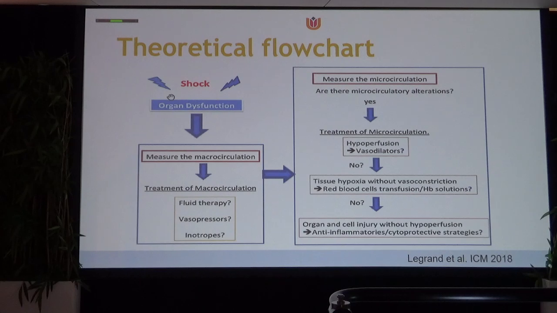So Professor Inge showed this slide also. This is a theoretical flowchart of how we could combine macro and microcirculation in shock. This is theoretical, in a research setting, but I think these are the first steps to do so. So you treat the microcirculation and also measure the microcirculation. And how can we influence the microcirculation? Maybe by vasodilators, maybe by red blood cell transfusion, or maybe by anti-inflammatory or cytoprotective strategies. Still theoretical and also not applicable in the OR setting yet, but I wanted to show you maybe where this is going in the future.